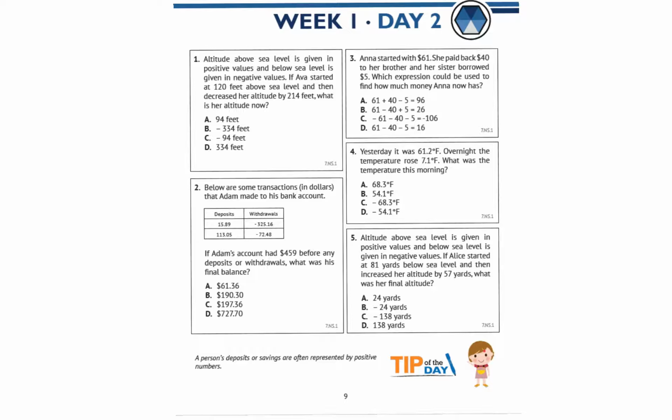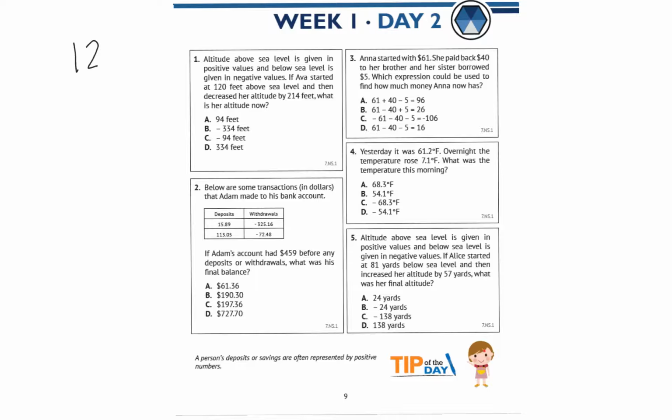Week 1, Day 2. Number 1. Altitude above sea level is given in positive values, and below sea level is given in negative values. If Ava started at 120 feet above sea level and then decreased her altitude by 214 feet, what is her altitude now? So let's start by making a number line.